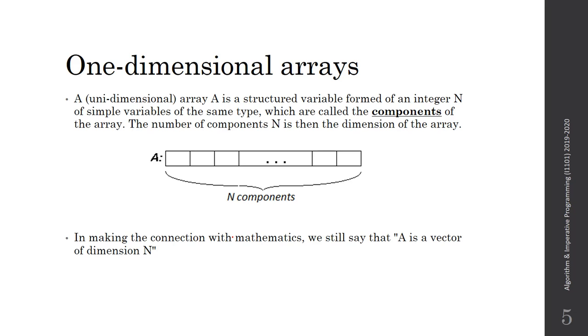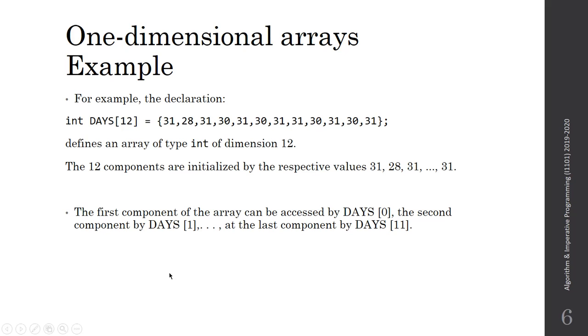In a unidimensional or one-dimensional array, we have a structure formed of, for example, n variables, n integers. So we have n simple variables, and we can group them together into one component which is called the array. This is an example of an array A, which contains n elements or n components. We say that n is the size of the array, or the number of elements in the array. In connection with math, we say that A is a vector of dimension n.